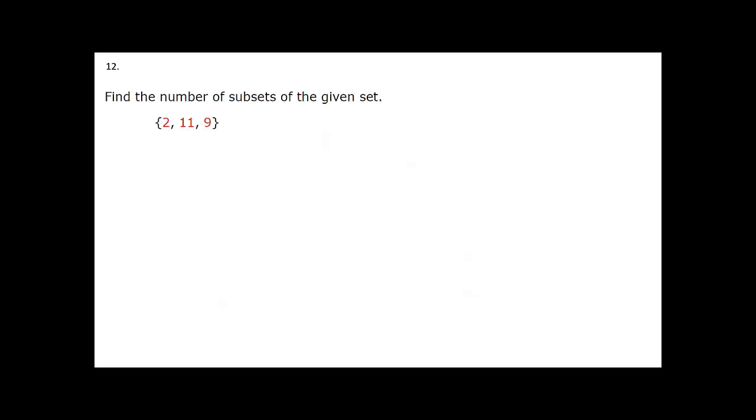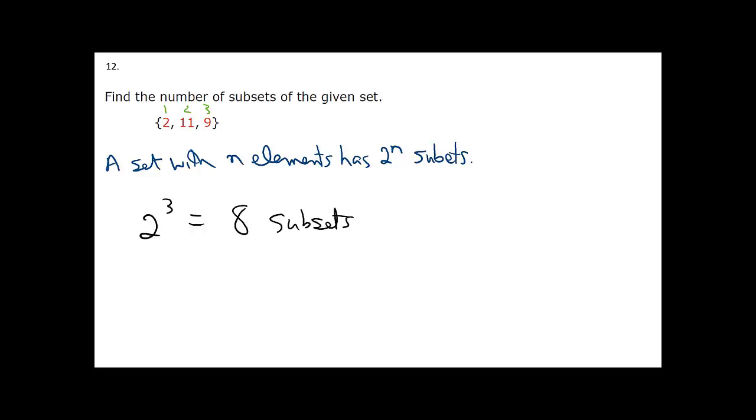12. Find the number of subsets of the given set. This set contains the elements 2, 11, and 9. And when you're finding the number of subsets, all you need to do is count how many elements there are and use the formula that says a set with n elements has 2 to the power of n subsets. So you've got 3 elements, 2, 11, and 9. Count them, there are 3 of them. So you raise 2 to the third power. That's 2 times 2 times 2. On the calculator, you use the power button and you get 8. So that set of 3 elements has 8 subsets.